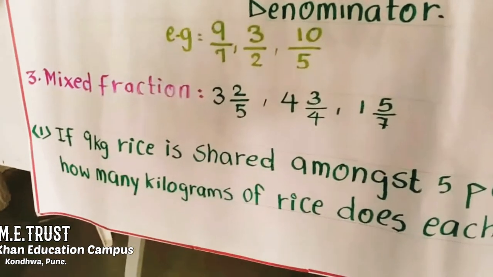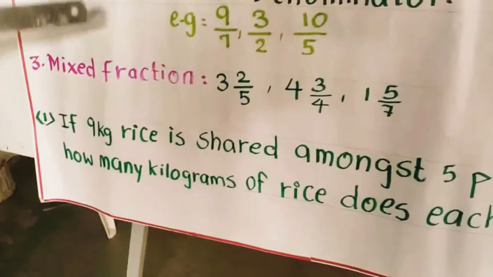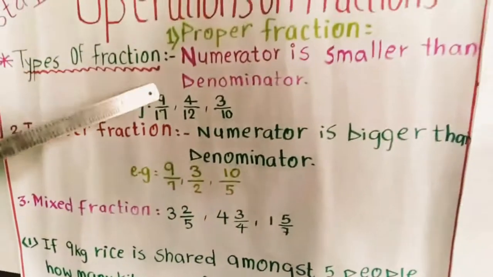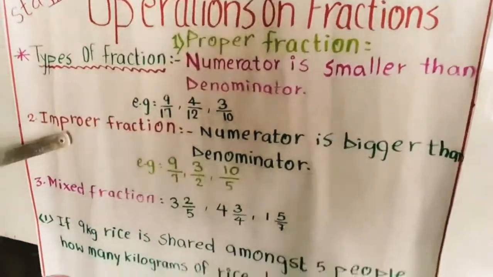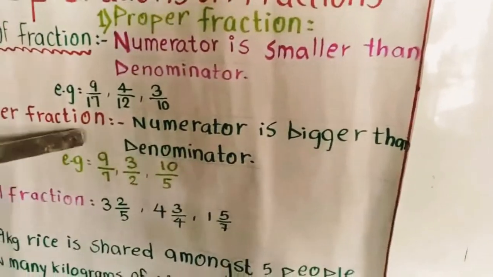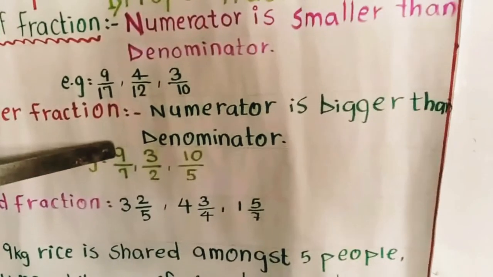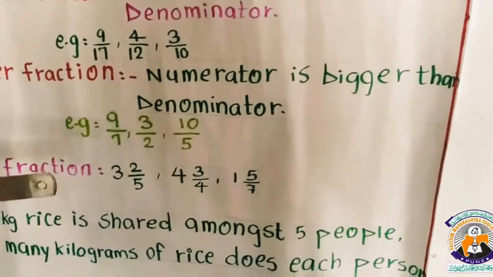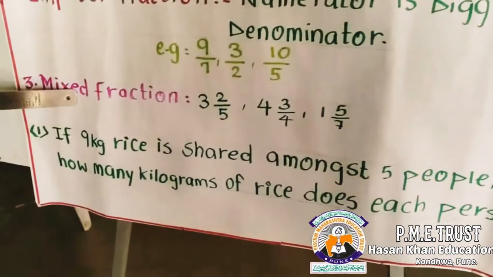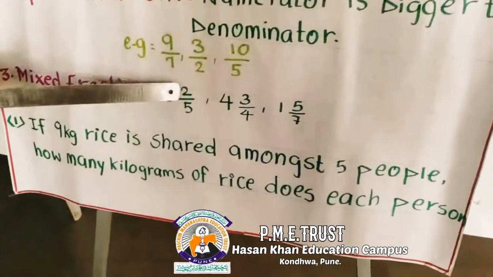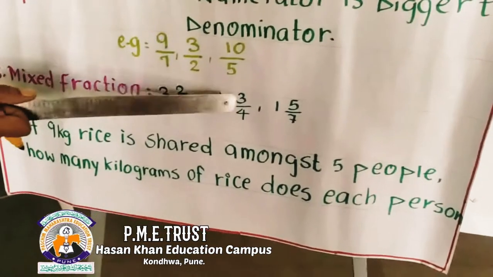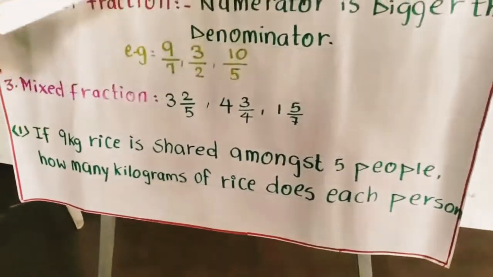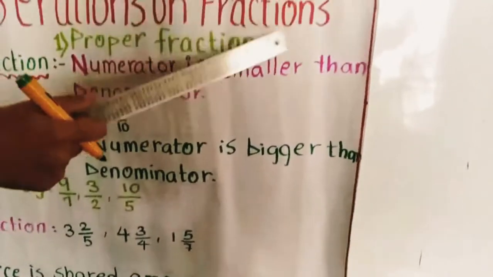Okay students, all of you know these three definitions. First one is the proper fraction, that is, the numerator is smaller than the denominator. And the next one, improper fraction, in which the numerator is greater than the denominator. And the third type is a mixed fraction: 3, 2 by 5; 4, 3 by 4. These are the three types in this operation on a fraction.